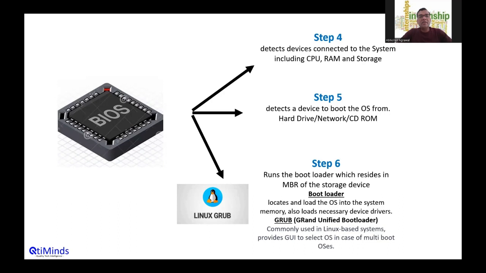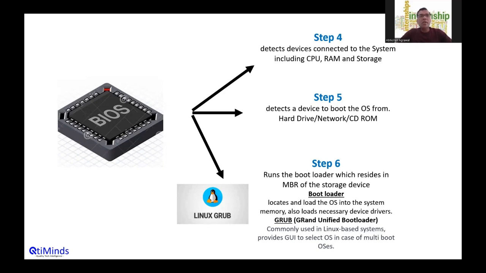So what happens? As soon as BIOS is activated and knows where the OS is, it knocks on the door of the MBR and wakes up the bootloader. And what does the bootloader do? The bootloader immediately wakes up because it knows where the OS is lying, because BIOS has already told it that the OS is available in the hard drive, network or CD-ROM. So the bootloader simply goes to that location and loads the OS into the memory.